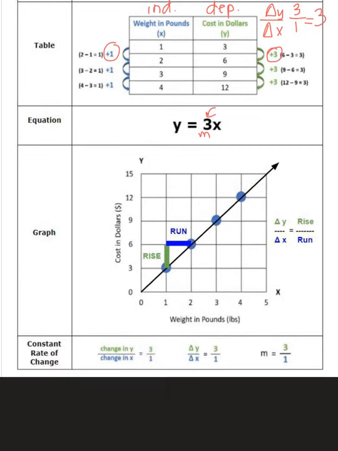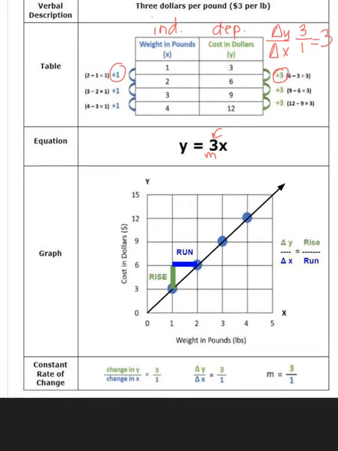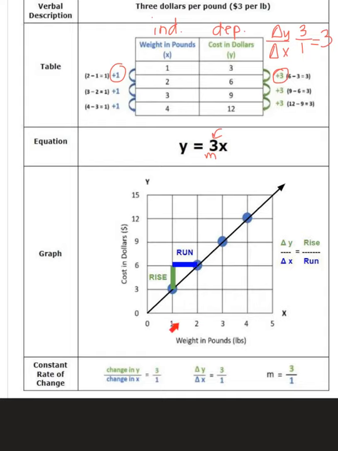Now we go to the graph version, and we have the weight in pounds at the bottom. We have the cost in dollars on the side. And then there are some points plotted on here. Those points are plotted from the points that are in the table. So remember, you plot x, then y. So you go 1 and then 3. So that's your first point.